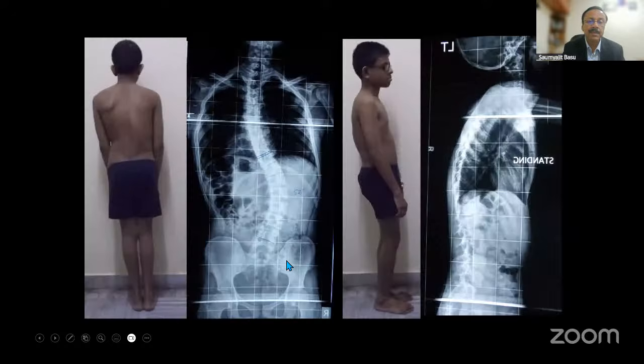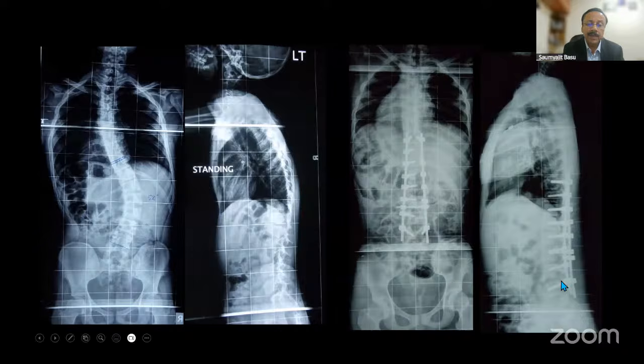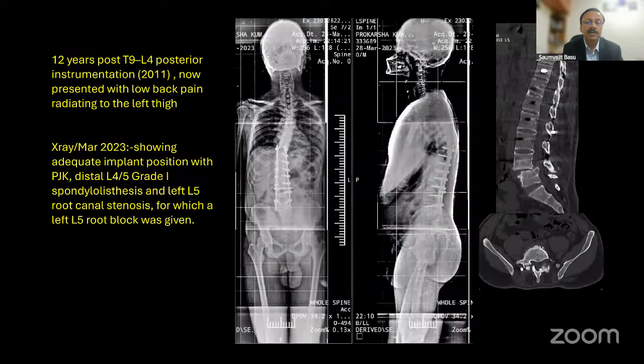As had happened in this NF scoli patient, you see the LIV selection in this patient was correct. It was up to L4. And in the next 10 years, he came on a regular follow-up. This is an NF patient, and he really did well. He had a small PJK, which was not at all significant. It never actually bothered him.